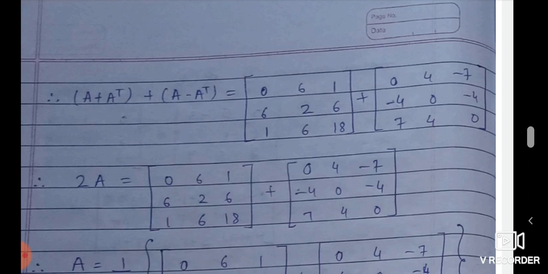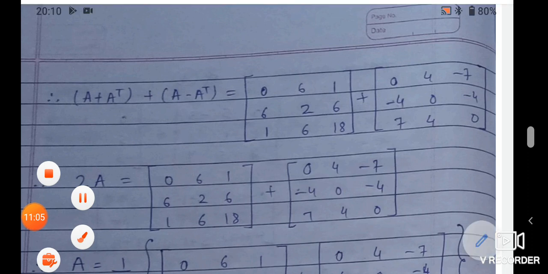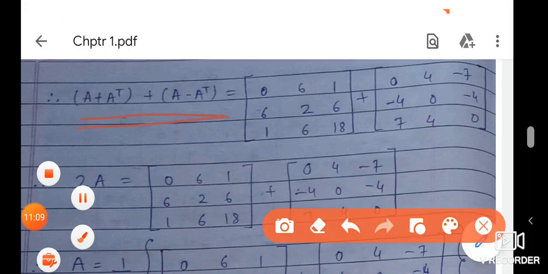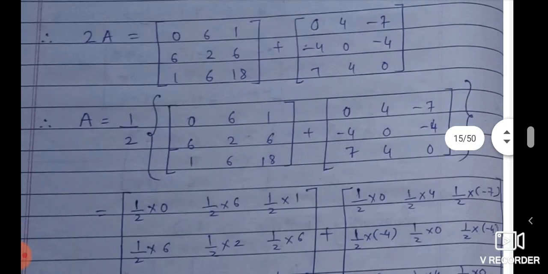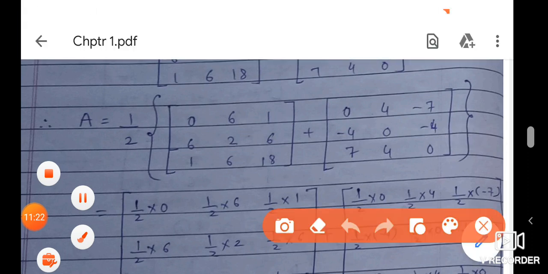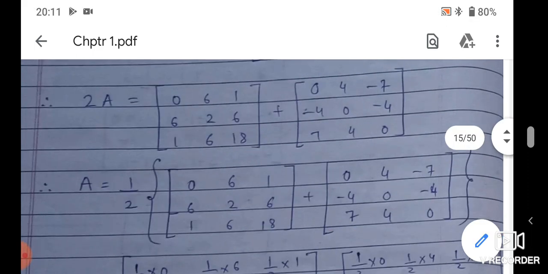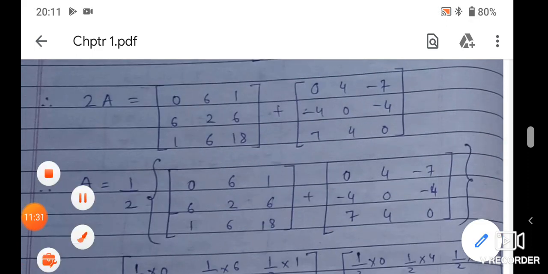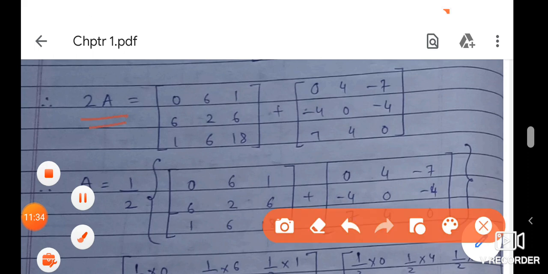While adding you can check your A transpose will get cancelled out. Here you're having plus A transpose minus A transpose, which will get cancelled out. A plus A will be 2A. Then carry out the term wise addition, simply add the terms. Now you can see here you're having 2A, so A will be equal to what? 1 by 2. This 2 will be divided here and addition of these two terms.